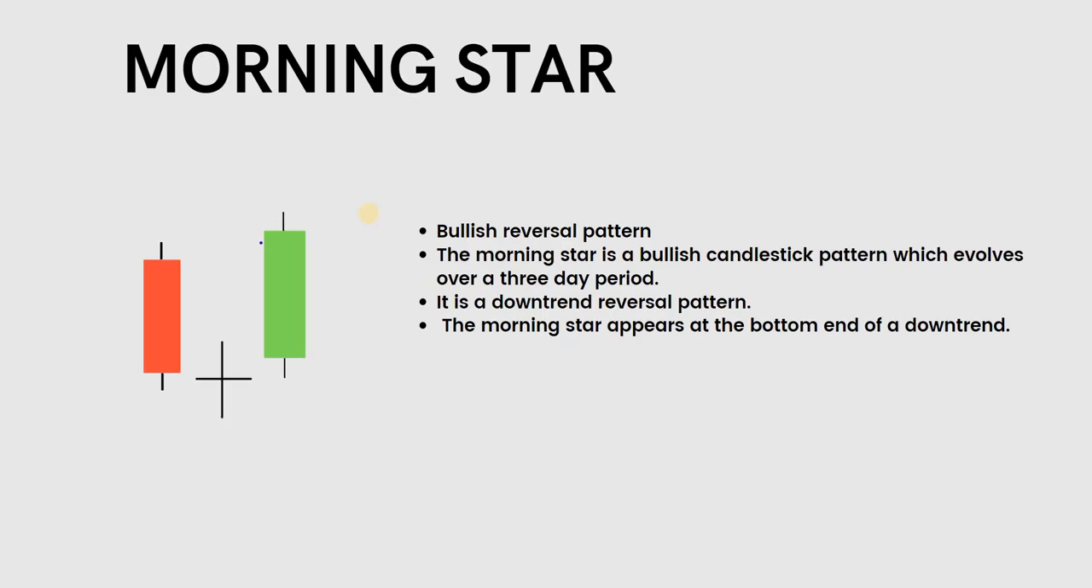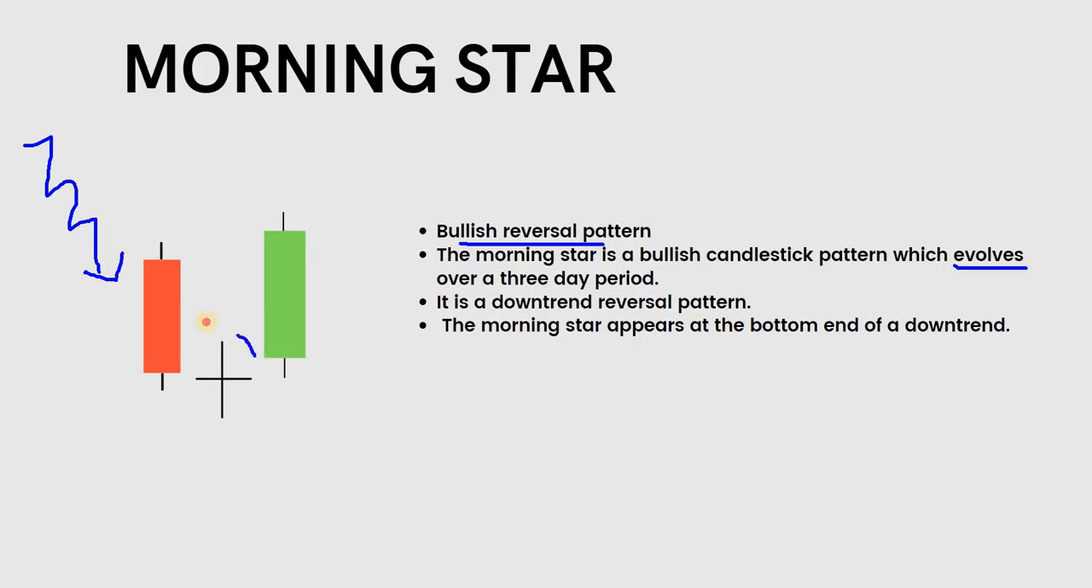If you read the description, the morning star is a bullish reversal pattern. It is a bullish candlestick pattern which evolves over a 3-day period. So it is a downtrend reversal pattern. The morning star appears at the bottom of a downtrend. So let's say the price is going down, and whenever the price is going down, you have red candlesticks, right? The price is going down with the red candlesticks.